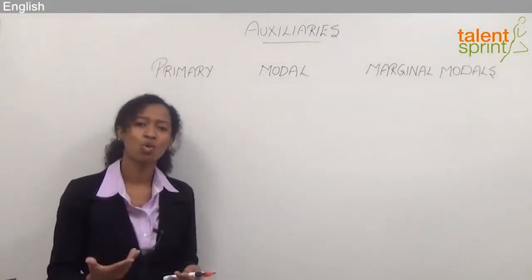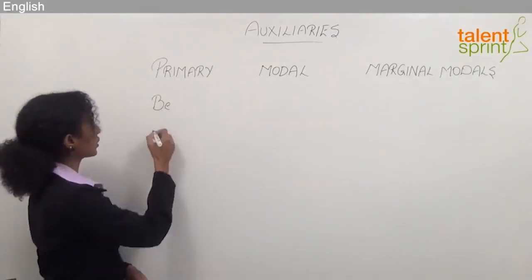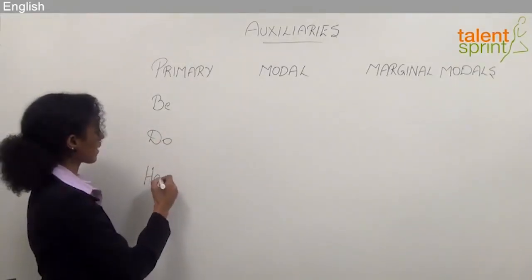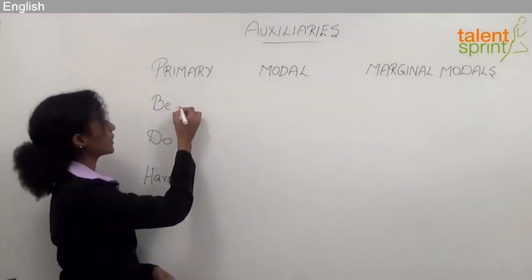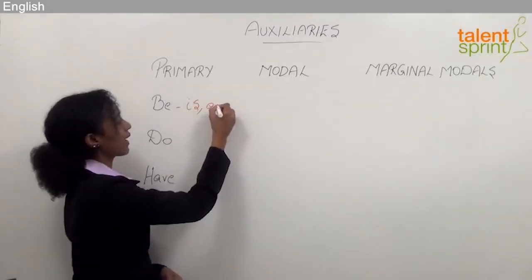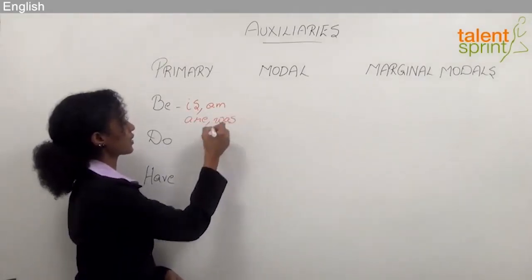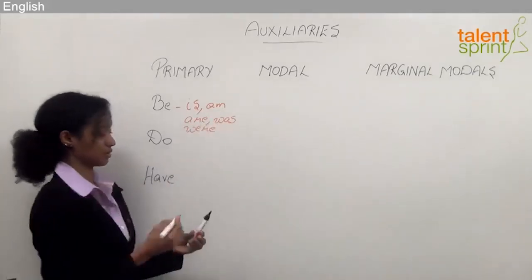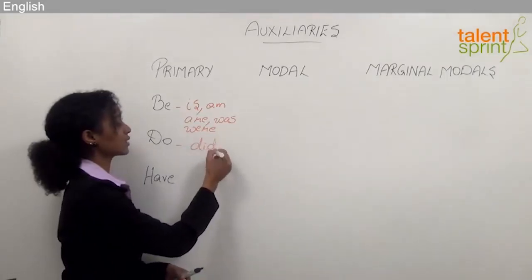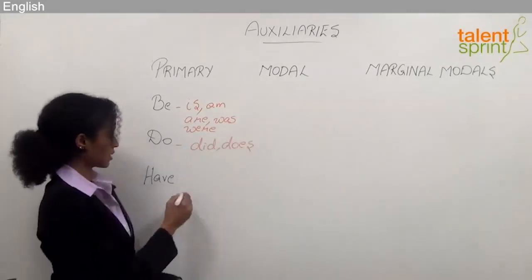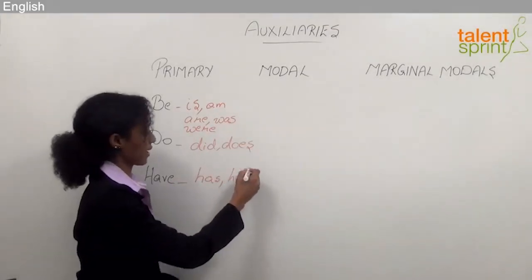Now, let's see what the primary auxiliaries are. Be, do, and have are my primary auxiliaries. So, be forms would be is, am, are, was, and were. Okay. Do forms would be did and does. And have forms would be has and had.